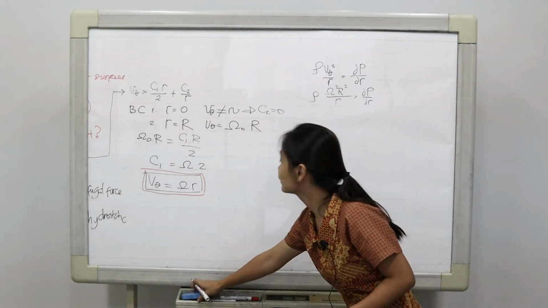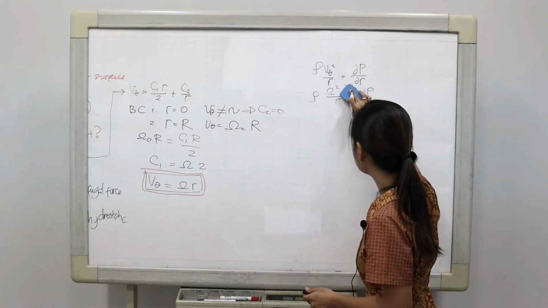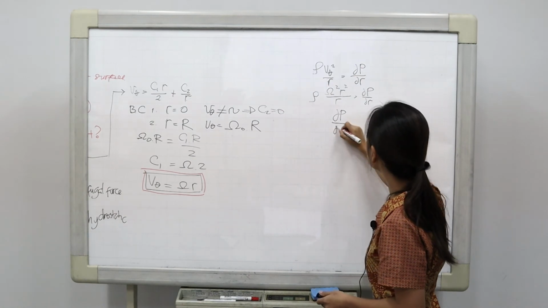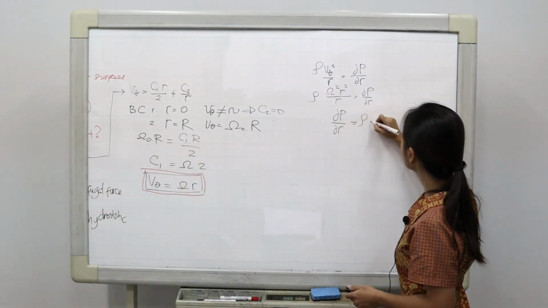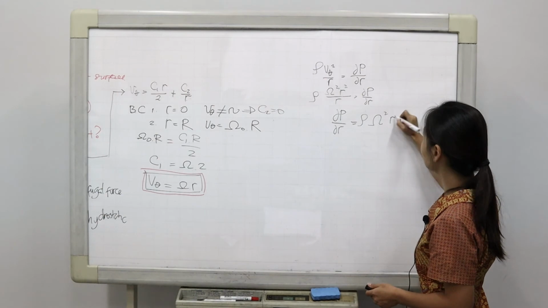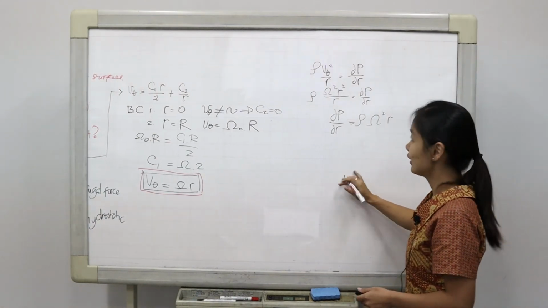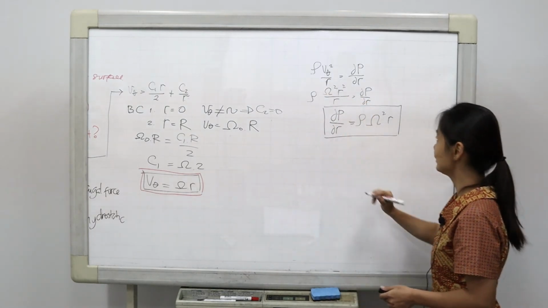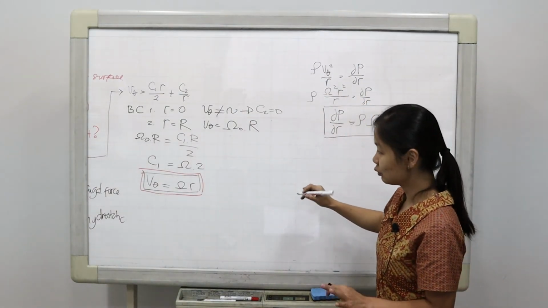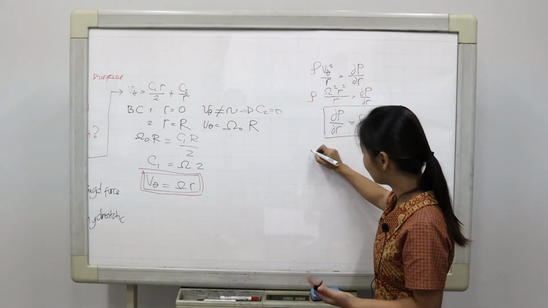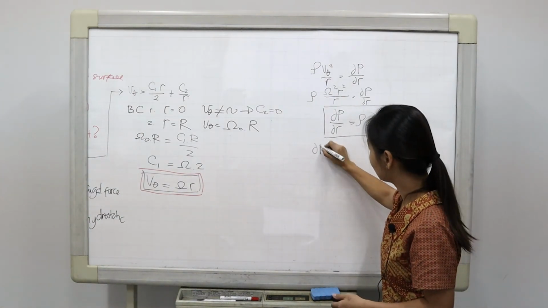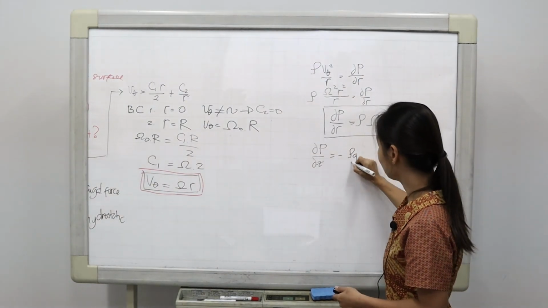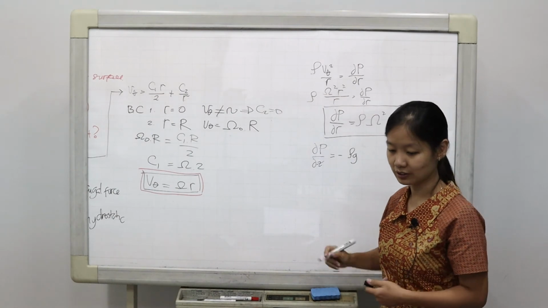Sorry, it's not capital R, but should be just radius. At the end, we have ∂P/∂r equal to ρω²r. So this is our pressure variation in the radius direction. And for the one in the z direction, we have this equation: ∂P/∂z equal to minus ρg.